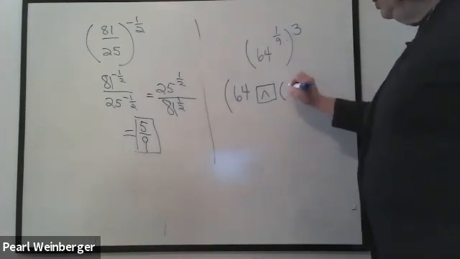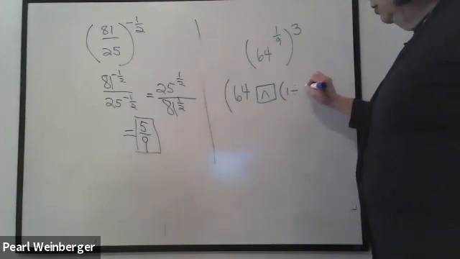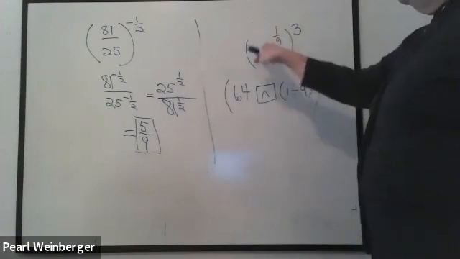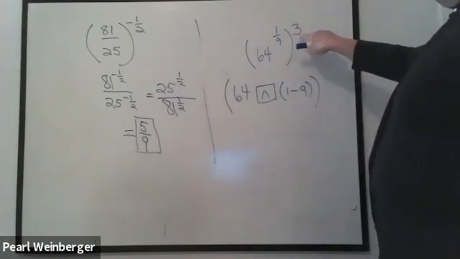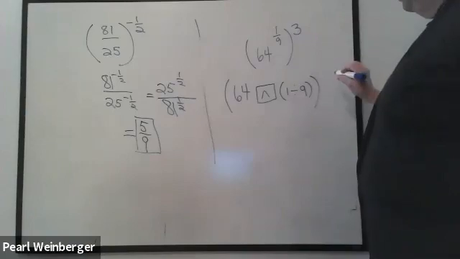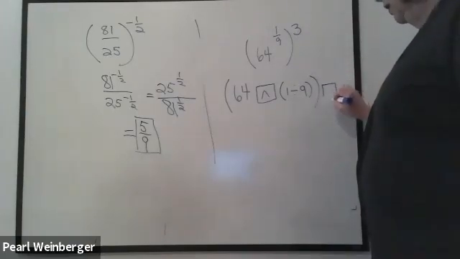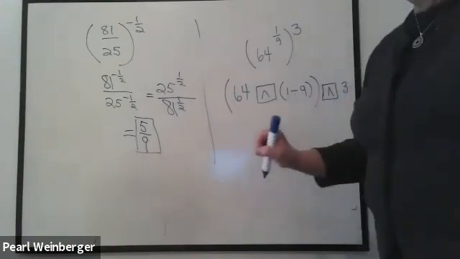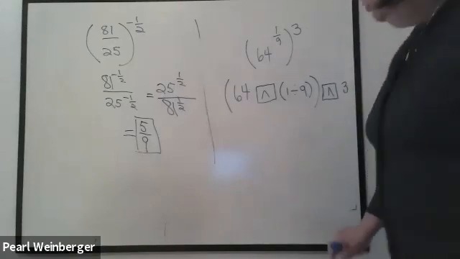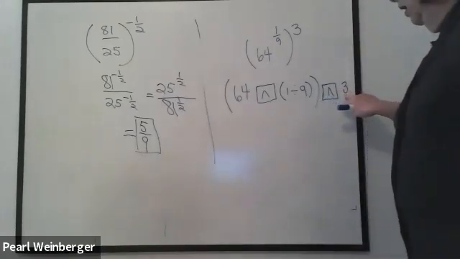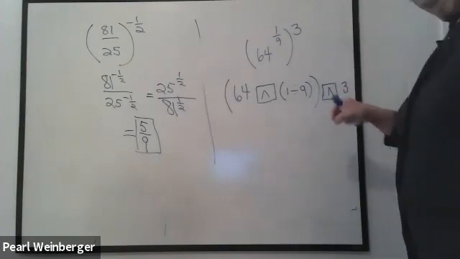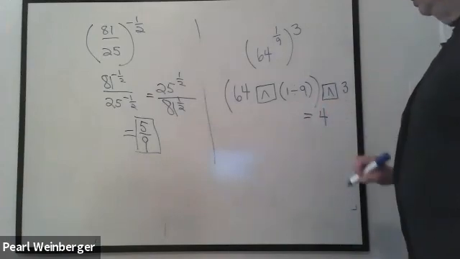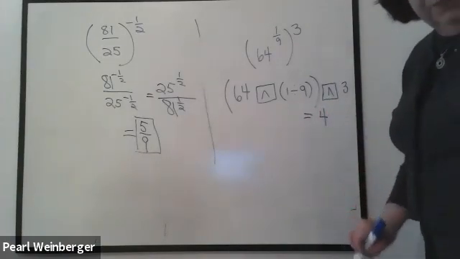And remember, when it's a fraction, I want to put it in parentheses. So I do 1 divided by 9. That takes care of the inside. But I still want to do it to the exponent of 3. So I press my exponent button again, and I just press 3. Now, since 3 is just a plain number, it doesn't have to be in parentheses. So if you put it in parentheses, it's fine. If you press equal, then you get 4. And that would be your answer.